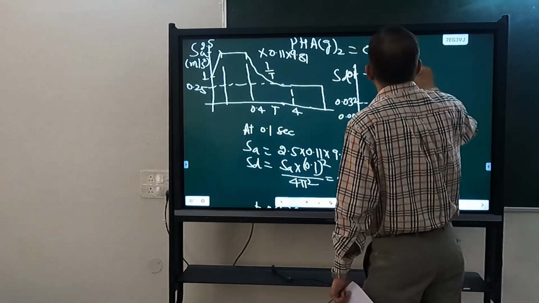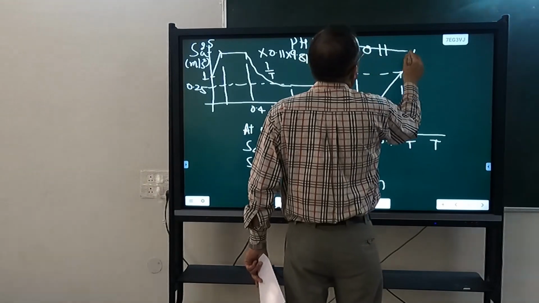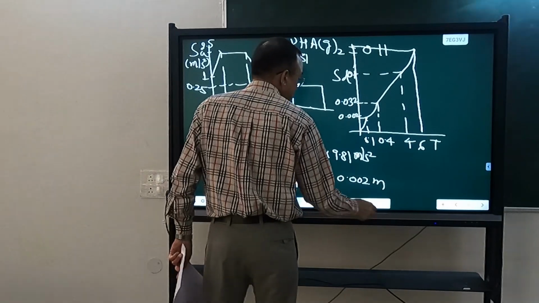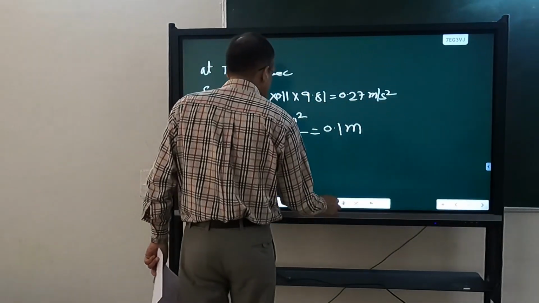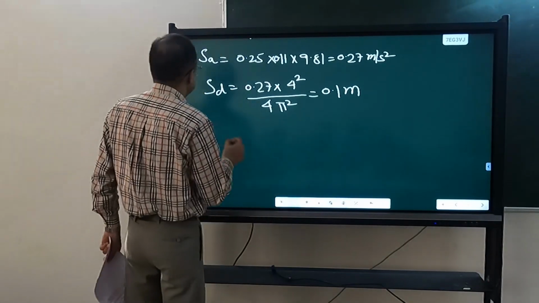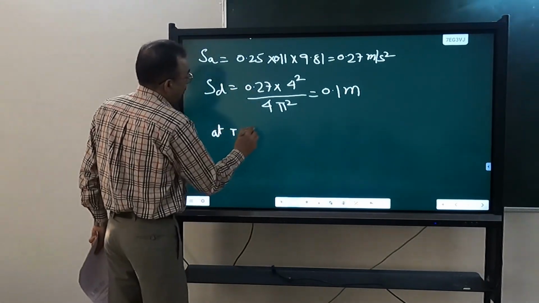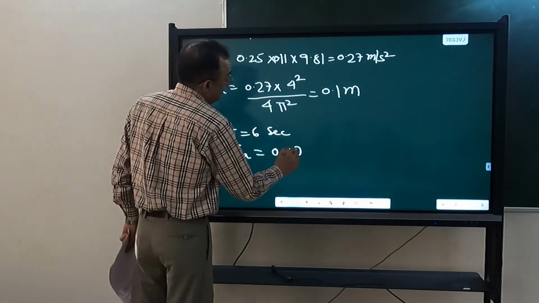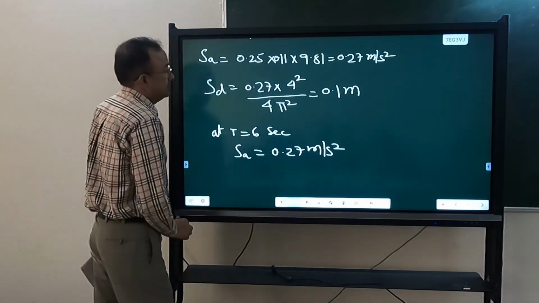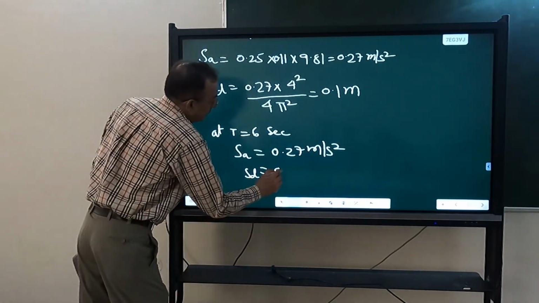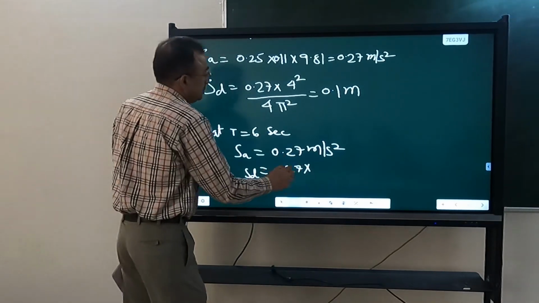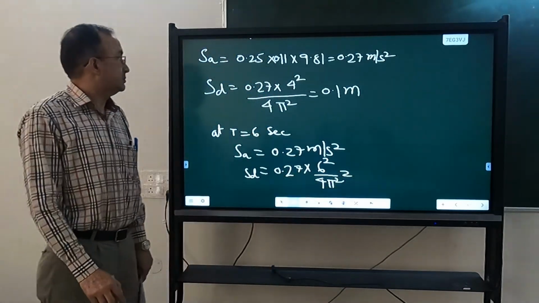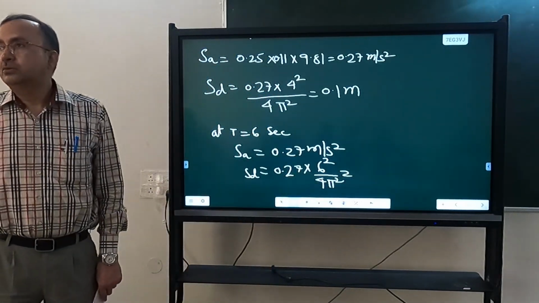So this will be parabolic. And at t equal to 6 seconds, SA will remain the same, so that will be 0.27 meter per second square. But SD will be 0.27 into 6 square divided by 4 pi square. 0.25.